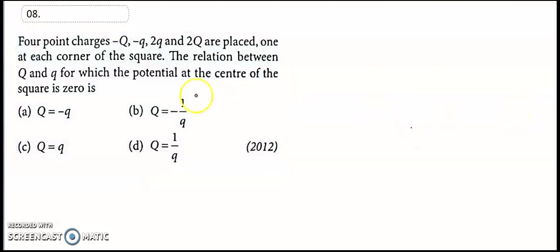So the 8th question. 4 charges of minus Q are placed at each corner of the square. So let's see, this is a square.